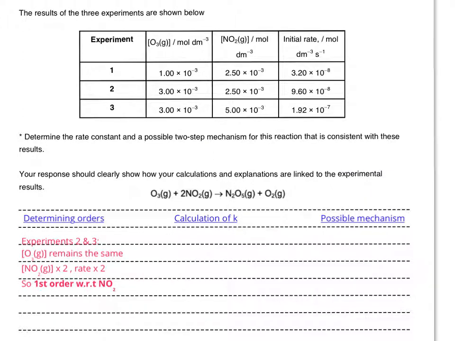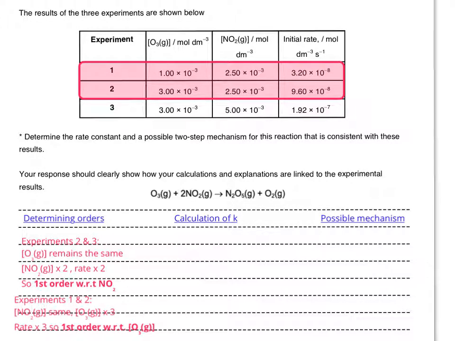So if I look at experiments 2 and 3, I can see that the ozone concentration remains the same, but the NO2 concentration doubles. At the same time, the rate doubles, so therefore it's first order with respect to NO2.